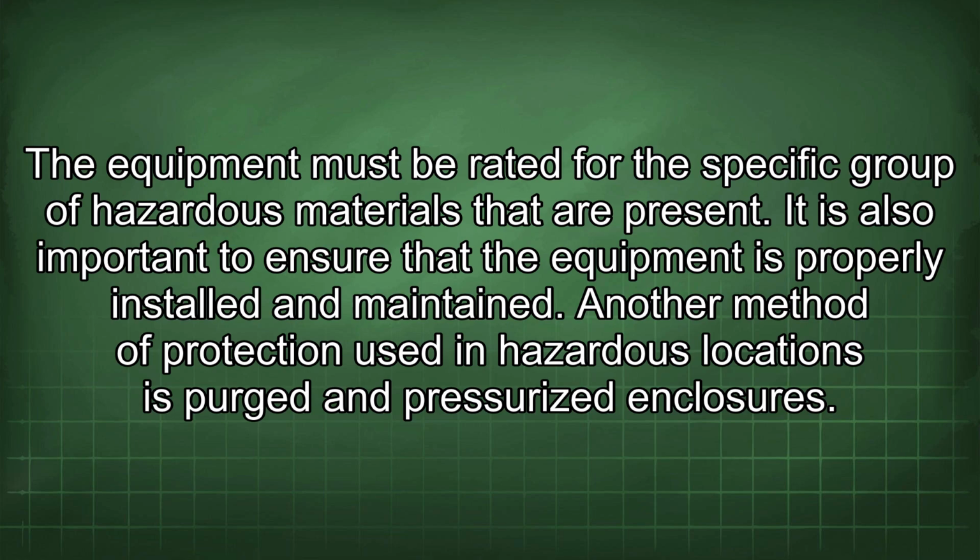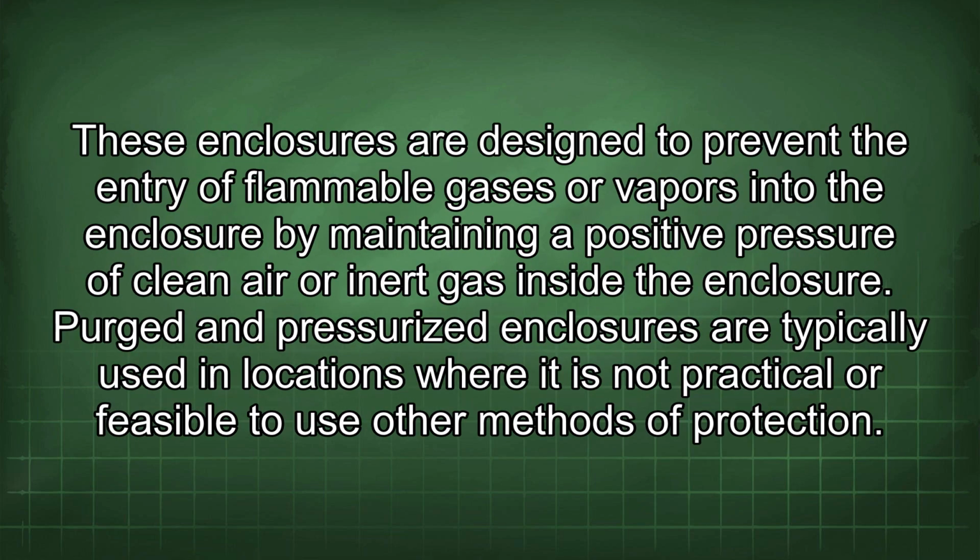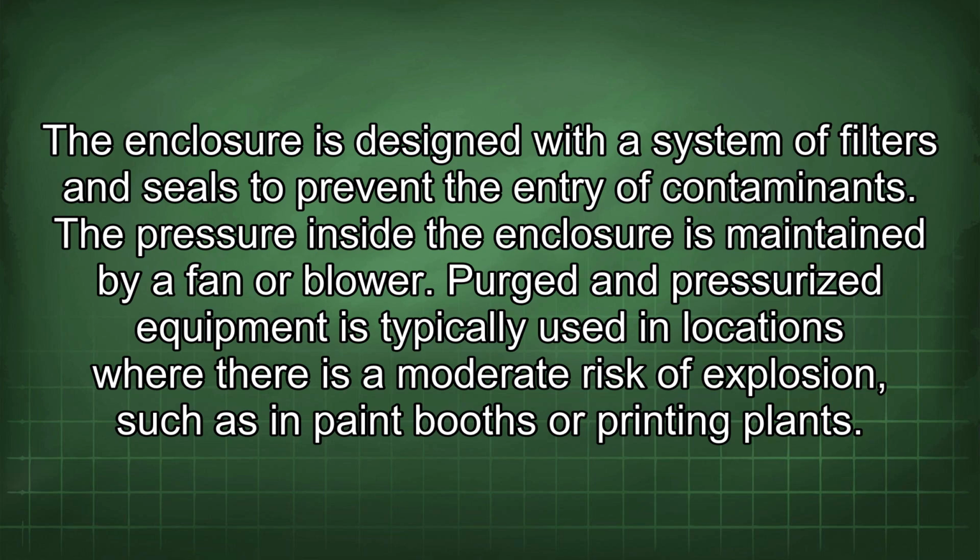Another method of protection used in hazardous locations is purged and pressurized enclosures. These enclosures are designed to prevent the entry of flammable gases or vapors into the enclosure by maintaining a positive pressure of clean air or inert gas inside the enclosure. Purged and pressurized enclosures are typically used in locations where it is not practical or feasible to use other methods of protection. The enclosure is designed with a system of filters and seals to prevent the entry of contaminants. The pressure inside the enclosure is maintained by a fan or blower.